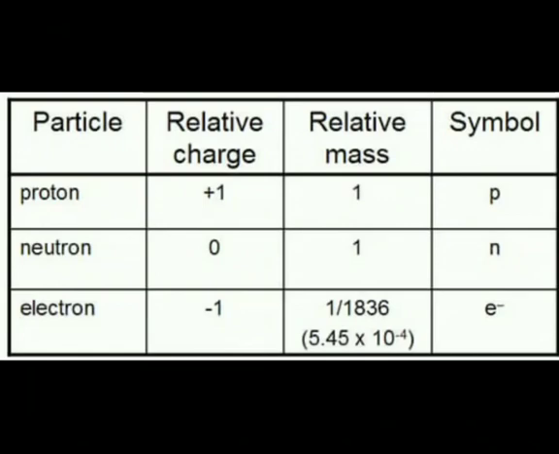And for the electron, the charge is -1 and the mass is very negligible as compared to the mass of a proton. It is less than 1 by 1836 times the mass of a proton, and it is denoted by the letter e minus. Okay, this is the charge and mass of the subatomic particles: electron, proton and neutron.